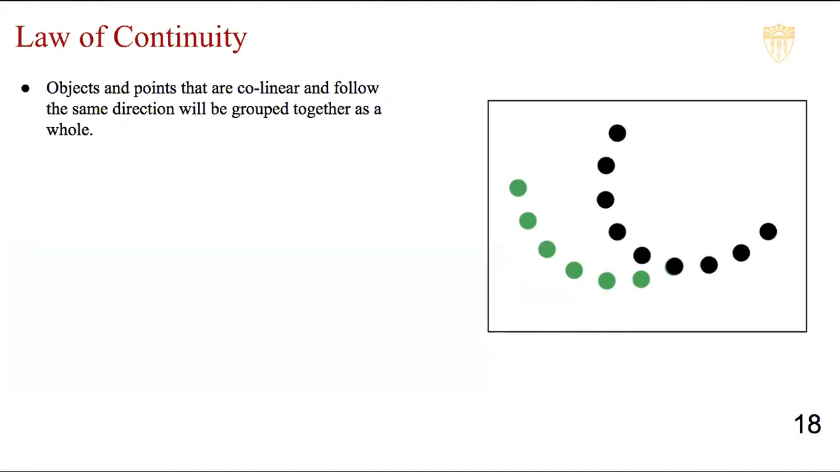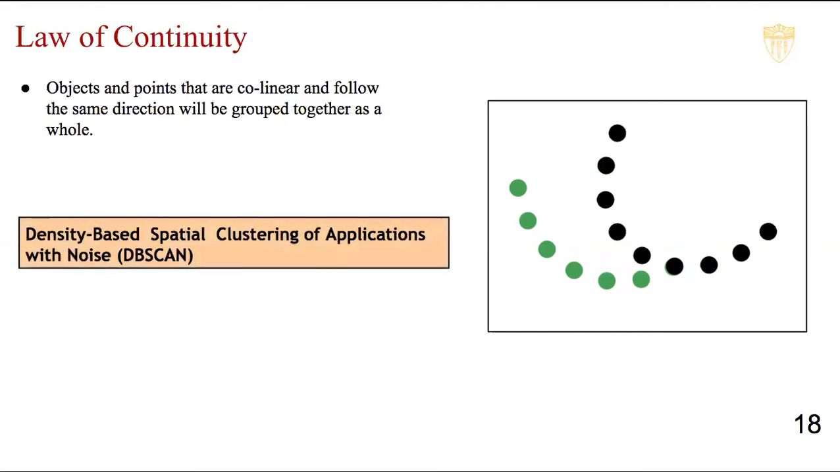The law of continuity states that objects and points that are collinear and follow the same direction will be grouped together as a whole. In the figure here, we perceive a green dotted line and a separate black dotted line due to the observed fluid connection of continuity and direction. An algorithm that can accomplish this is DBSCAN, which is density-based spatial clustering of applications with noise.